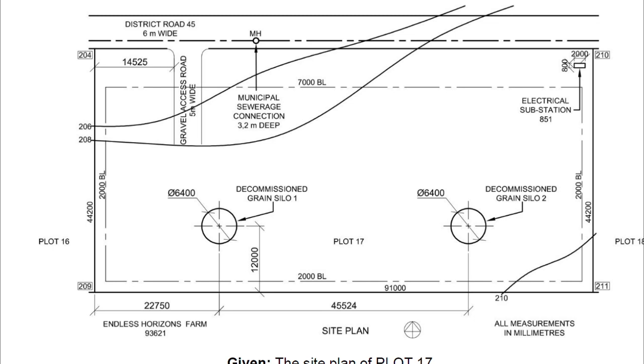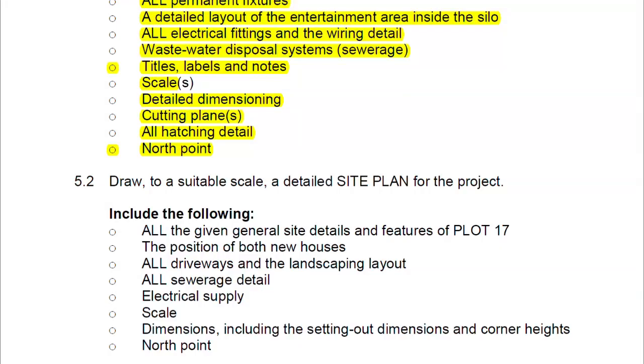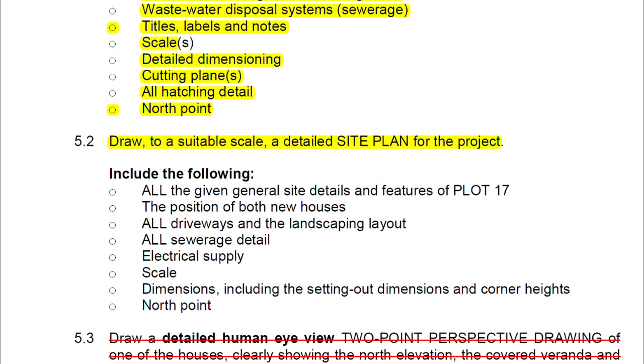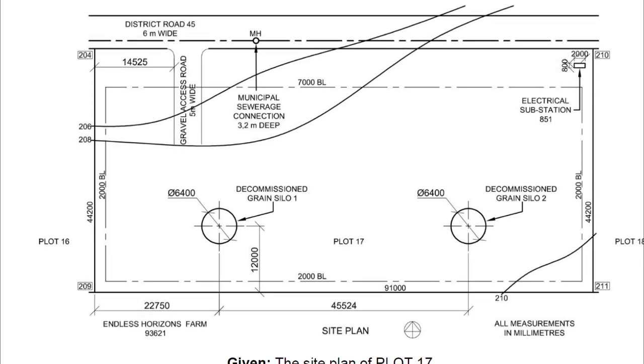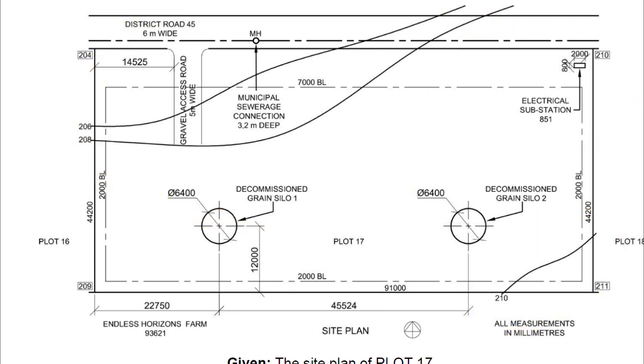Let's just get back here. So we've done that. We'll look at this site plan again in detail. On the site plan, include the following: all the given general site details, features of plot 17. And that is what we've just shown you here. All the different features you can see here: the contour lines, the electrical substation, the decommissioned silos, the gravel access road, the building lines. These are the current elements on this site.